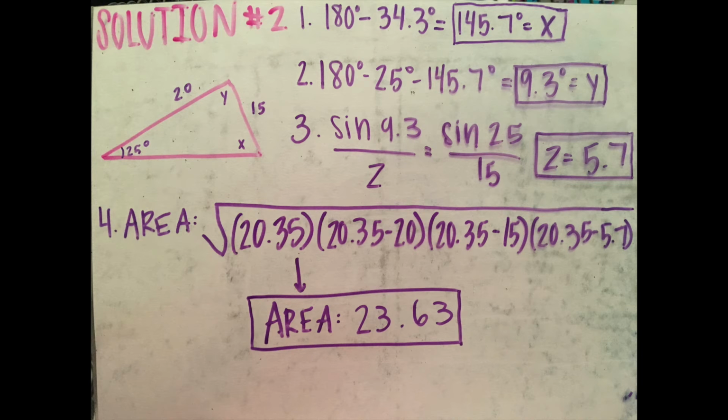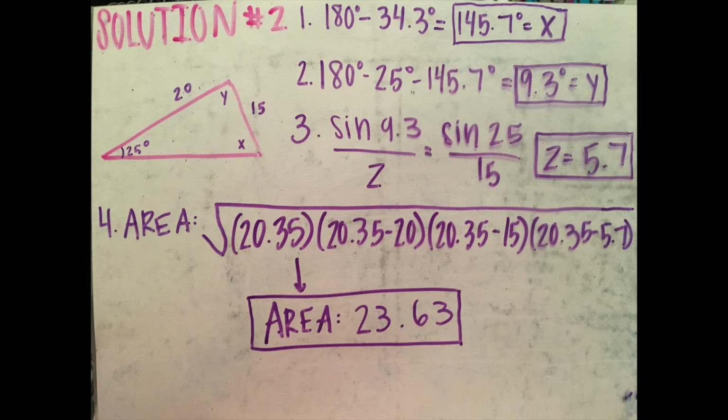And so next, since I had two angle measures already, I was able to subtract both of them from 180 degrees. So I did 180 degrees minus 25 degrees minus 145.7 degrees to get my y value to equal 9.3 degrees. And so next I had to use law of sines one more time in order to determine what side length z was. And so the law of sines that I set up was sine of 9.3 over z is equal to sine 25 over 15. And after cross multiplying and dividing, I was able to get z to equal 5.7.